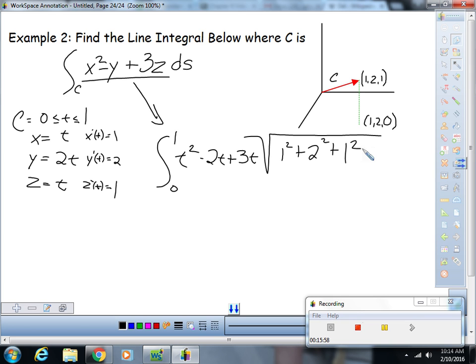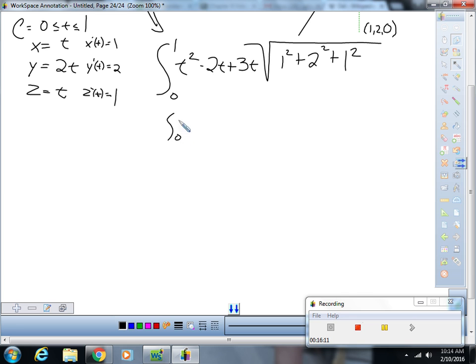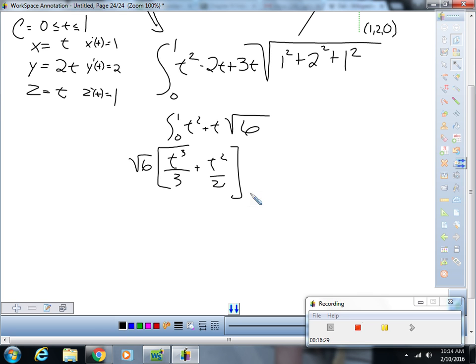Right? Got it? So what do we get? The integral from 0 to 1 of t squared plus t times radical 6. So it's t cubed over 3 plus t squared over 2 as t goes from 0 to 1. So it's radical 6 times 1/3 plus 1/2.